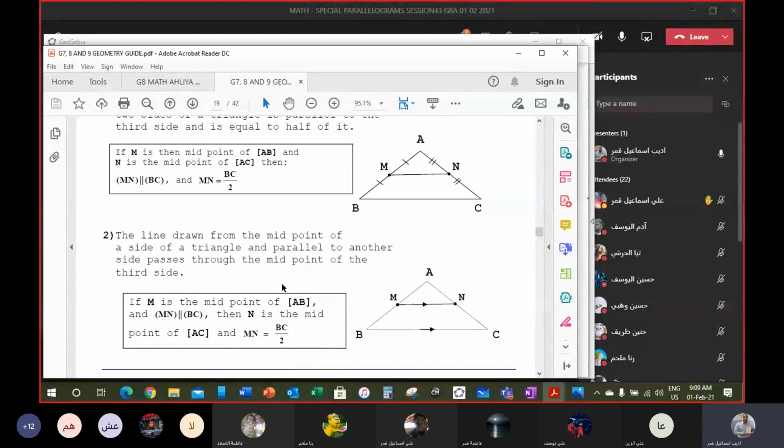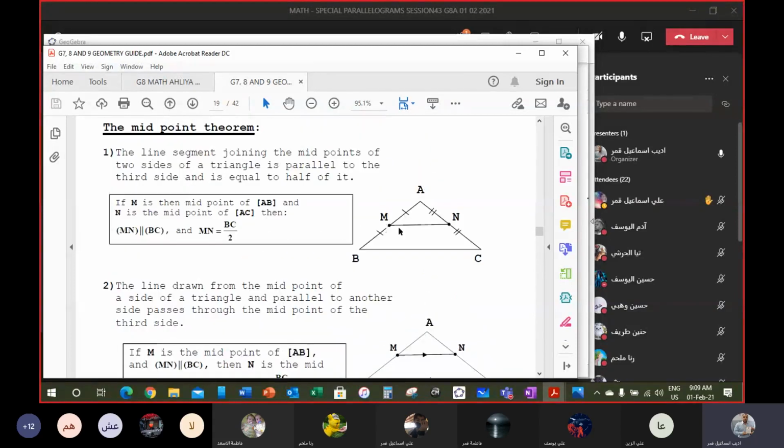Okay, so it is necessary to remember them before the trapezoid. We get to know the trapezoid. I go back again. M is the midpoint, this is the midpoint theorem. M is the midpoint of side AB. N is the midpoint of side AC. Then MN is parallel to BC and MN is equal to BC over 2.